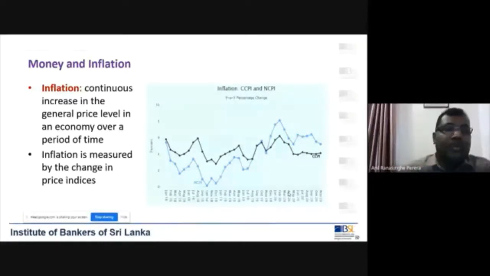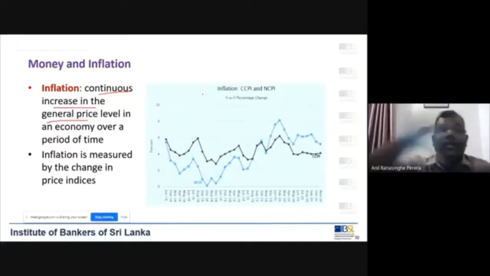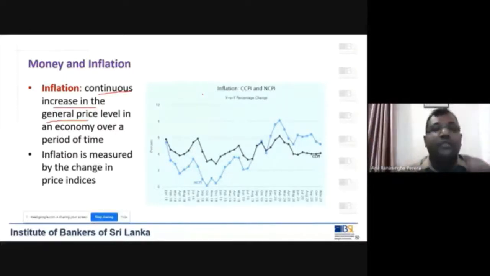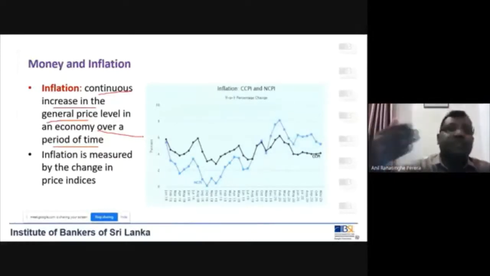So to define a particular phenomenon as inflation, we have to observe a few things. There should be a continuous increase in the price. And also not only one price, we are talking about the general price level in the economy. We are not talking about one or two or a few prices. We have to look at the entire or the general price level, the average price level in the economy over a period of time. So this is how we define inflation. You can keep that in mind very simply: increase in price level over a period of time.